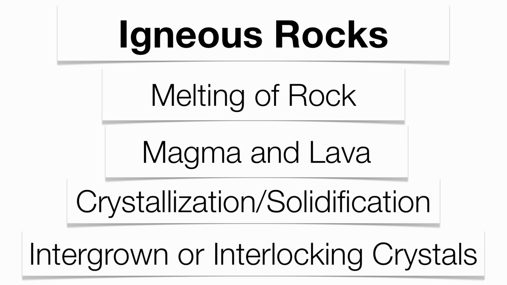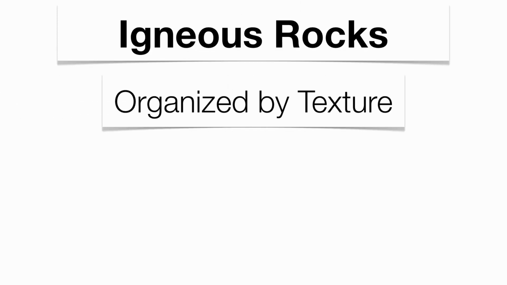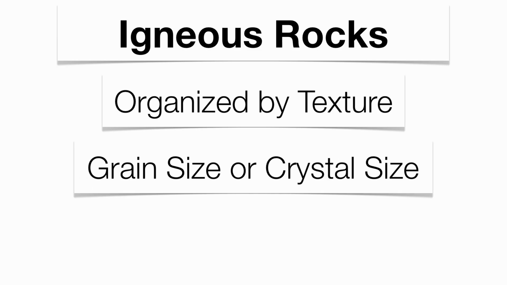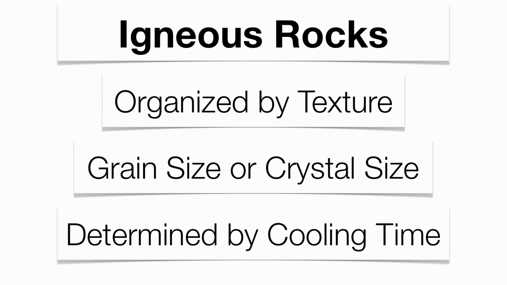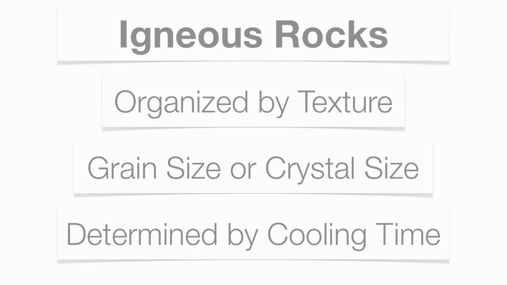Now what's going to happen here is you want to look for that intergrown or interlocking crystal structure within the rock. Sometimes they're big, sometimes they're small. We'll talk to you about the difference between them in a second. Those igneous rocks are organized by texture. When you talk about texture, you talk about crystal size or grain size. Sometimes very big, sometimes very small. That's all dependent upon the cooling time of lava or magma. And we'll talk to you about when you get big crystals and when you get small crystals.